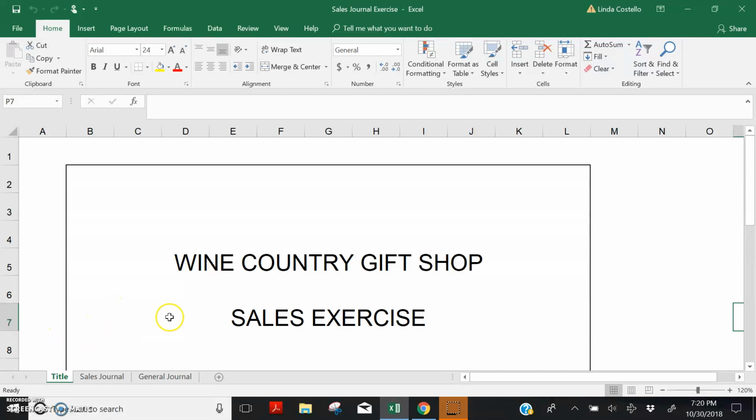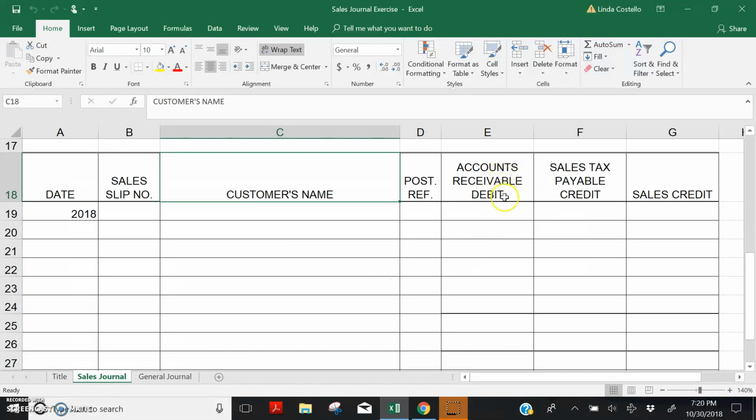It is very important to remember that a sales journal can only be used to record sales on account. The journal entry that is made on the sales journal is a debit to accounts receivable, a credit to sales tax payable, and a credit to sales. Any other transaction simply will not fit on a sales journal and must be recorded in the general journal or on one of the other special journals.